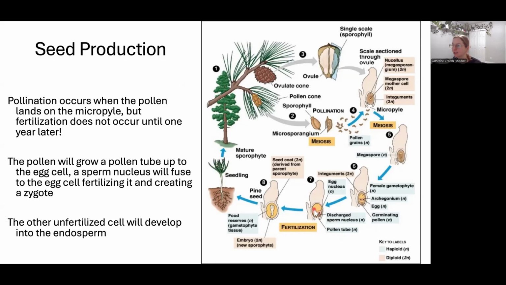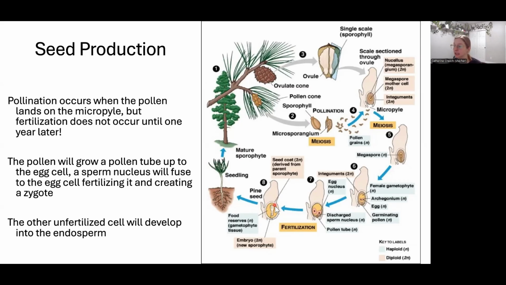Everything else that was in the egg is going to grow into the endosperm. The endosperm is the nutrients for the embryo. The fertilized egg is now diploid. It's a zygote. That zygote is going to grow and develop into the embryo. And as that embryo sits there inside of its seed coat, which is formed from the sporophyte, it will be dispersed, it will land somewhere, and then this embryo, when it's ready, will start to grow.